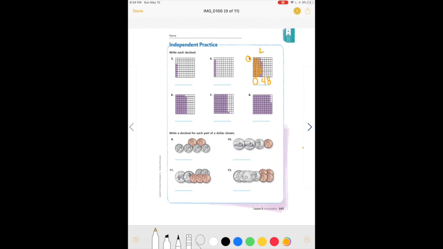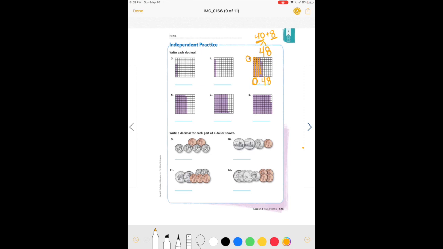All right, because I would write it like this, which we know in expanded form would be 40 plus 8. So 4 in the tenths place and 8 in the hundredths place, so it would be 48 hundredths.